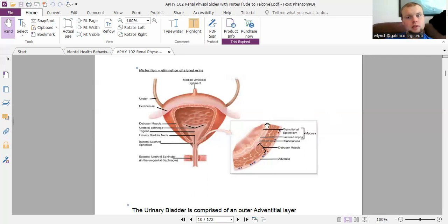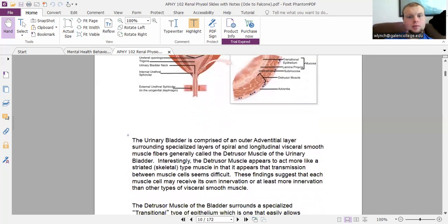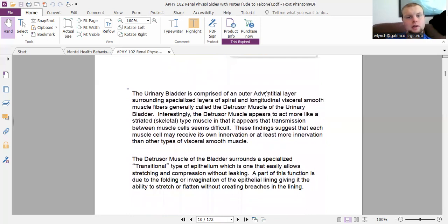Next, we have the submucosa, all right? That's going to be a lot of connective tissue as well as blood vessels, and also a lot of lymph flow and nerve innervation. Then we have the musculature of the detrusor muscle, and then we have an outer capsule layer known as the adventitia. So our bladder is composed of that outer adventitial layer that is going to surround the smooth muscle layer with our longitudinal visceral smooth muscle fibers of the detrusor.